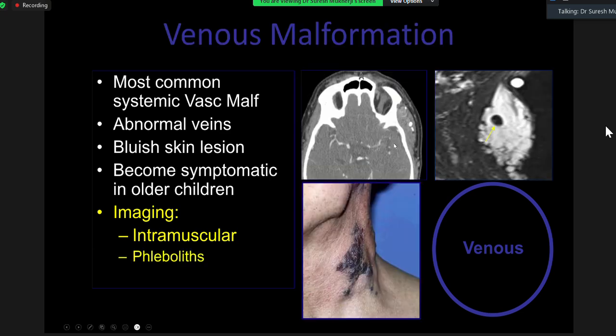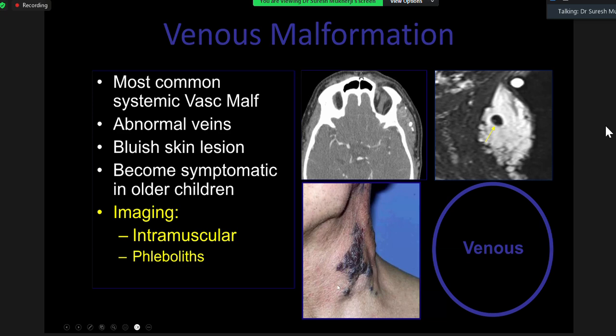The second thing is they can have multiple phleboliths. So here's a classical example of a venous malformation that shows the two characteristic features. Here we have this abnormality involving the muscle, so it's intramuscular, and we can see the phleboliths. So if I draw a line down the middle, compare the left side to the right side, here's a normal temporalis muscle on the right. And here on the left side, you can see that temporalis muscle is enlarged, and we can see the multiple phleboliths.